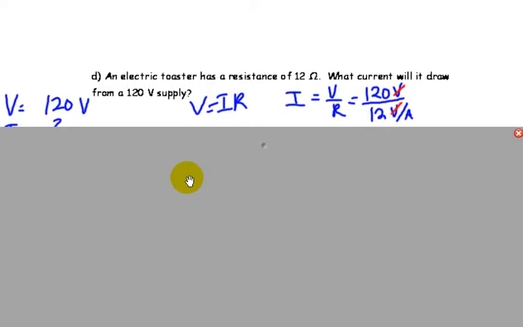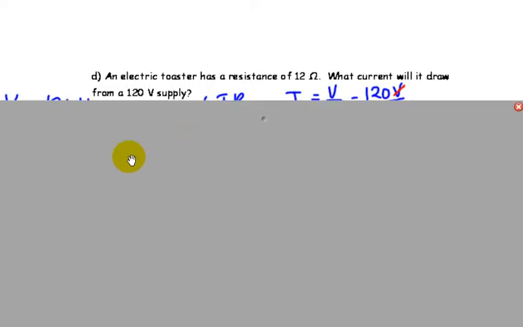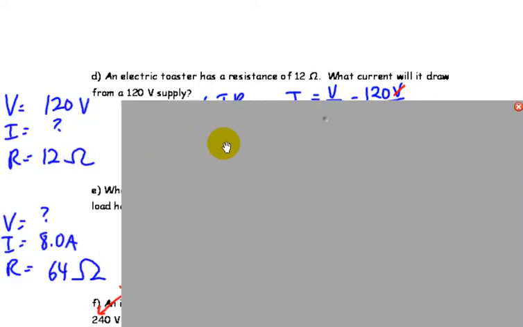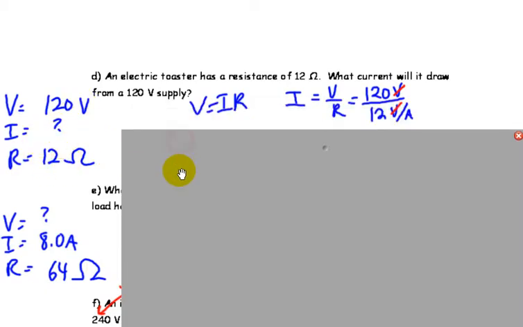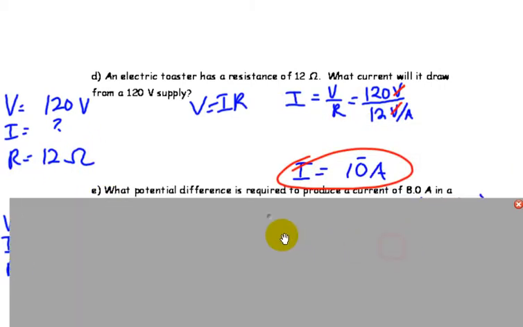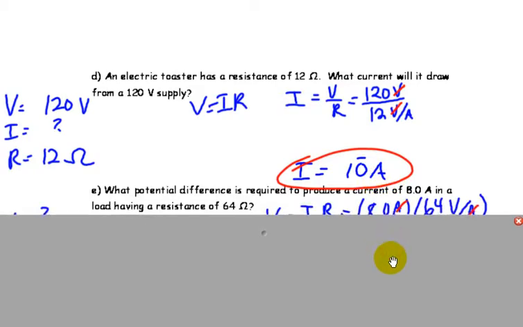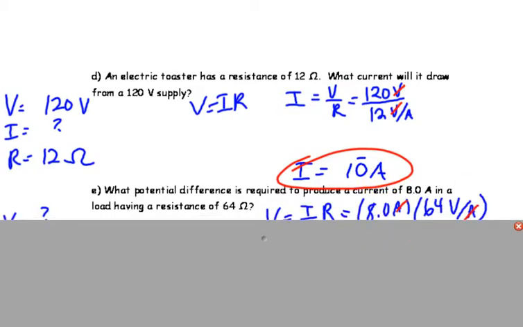The last few here. An electric toaster has a resistance of 12 ohms. What current does it draw when it's hooked up to a 120 volt supply? So we know V, we know R, we're looking for I, similar to the previous one. And of course ohms is equivalent to volts per amp, so we get 10 amps. A little bar over there because I have 2 sig figs, or we could write it in scientific notation, 1.0 times 10 to the 1 amps.